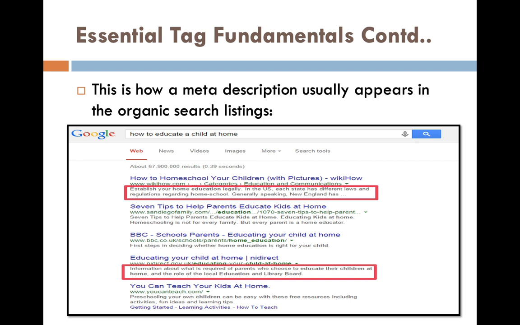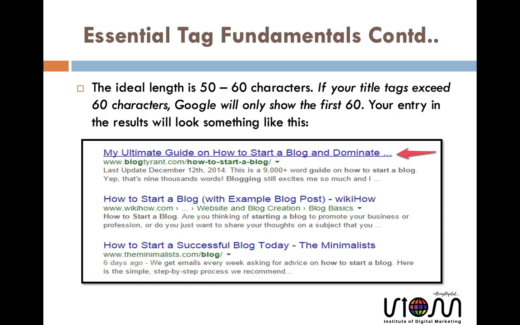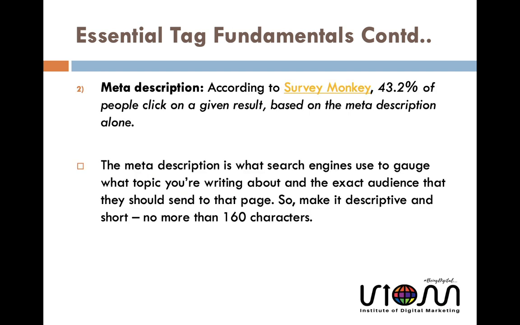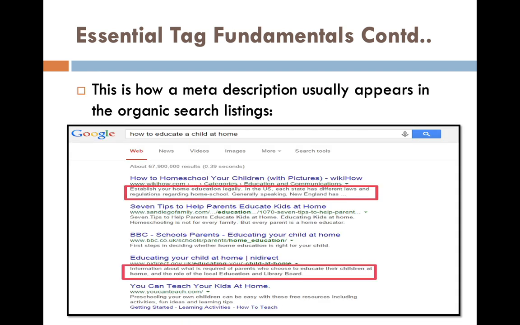Now here you can see, your meta description should be 160 characters, or else it will show dot dot dot. Now how long should our title be? Title should be between 50 to 60 characters, and meta description should be 160 characters.